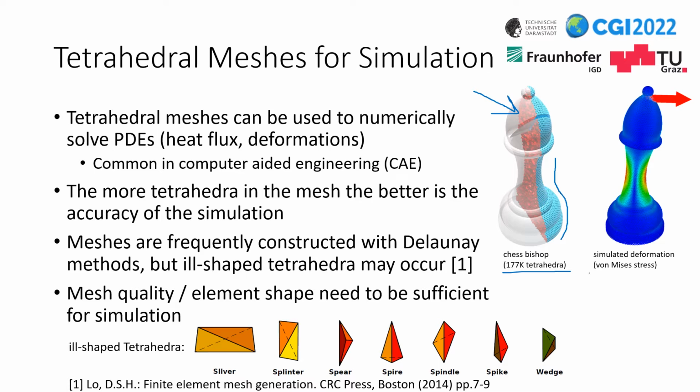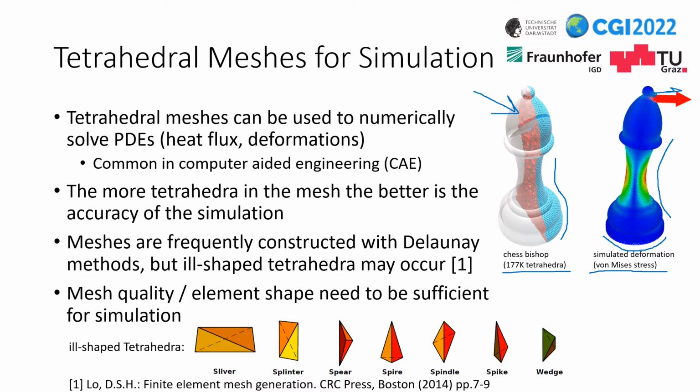We can use this volumetric representation to simulate a deformation. We can just fix the chess bishop at the bottom and apply a force to the top of the chess bishop, so we can have a deformation. We can also simulate surface stress. In general terms, the more tetrahedra we use, the more accurate is the deformation.